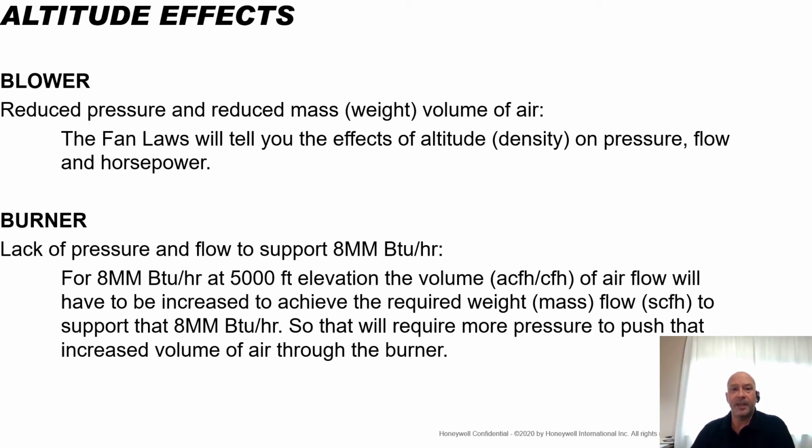In terms of the burner, even if the blower could deliver the same mass flow and pressure, which it can't, the burner is going to have a lack of pressure to flow to support 8 million BTUs an hour. So if it even got that 20 inches of pressure, it's not enough mass flow or volume to support the 8 million BTUs an hour, because we've got to move more volume of air through the burner to support the same mass flow. Because we're lighter in air, we get more volume. To move more volume through the burner, we need more pressure to push that increased volume through the burner.